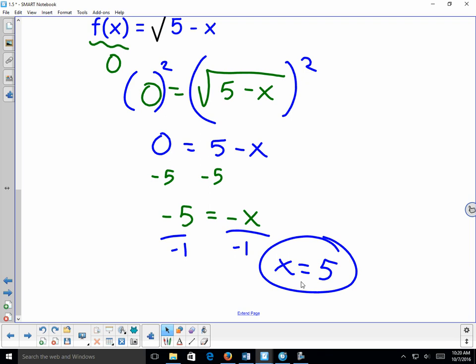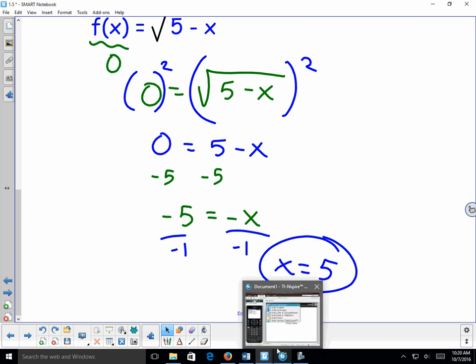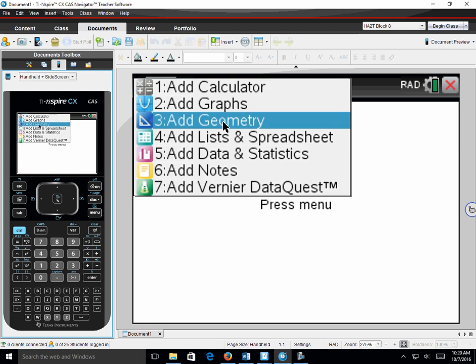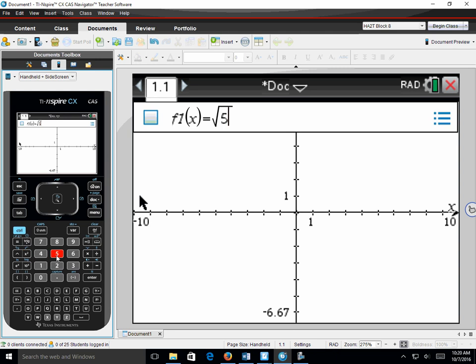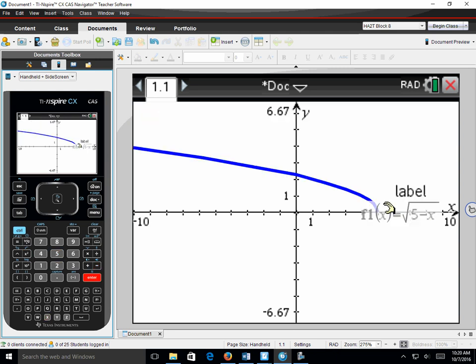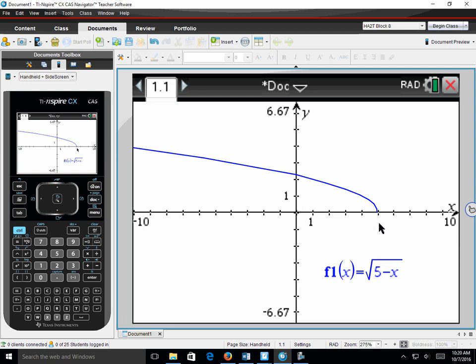And let's take a look at this graph, and we'll confirm that. Because we're looking at the graph of square root of 5 minus x. And we can see the 0 of the function is right there at 5. That's where our graph touches the x-axis.